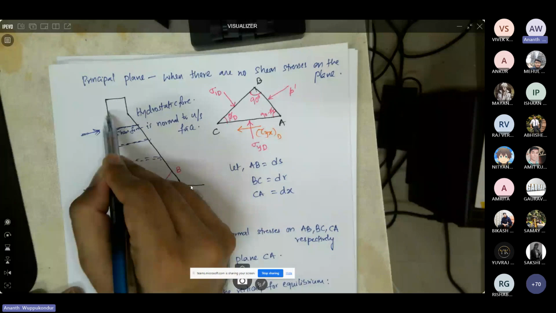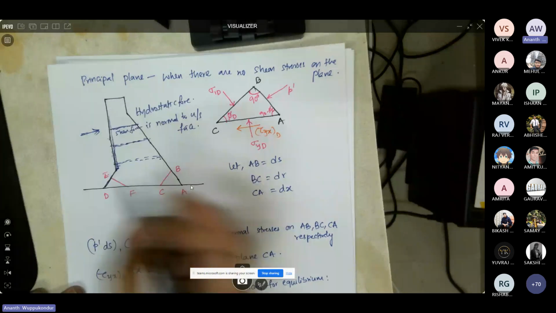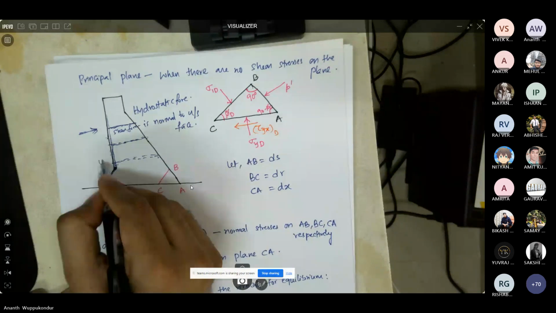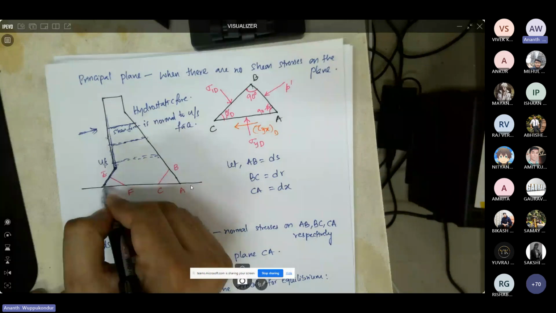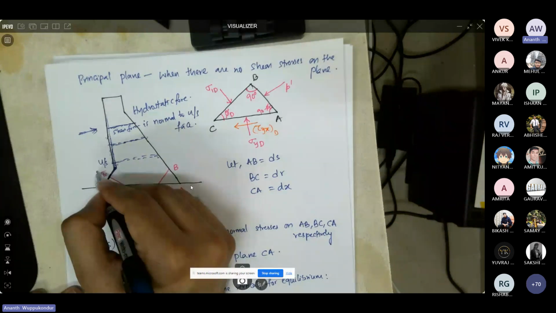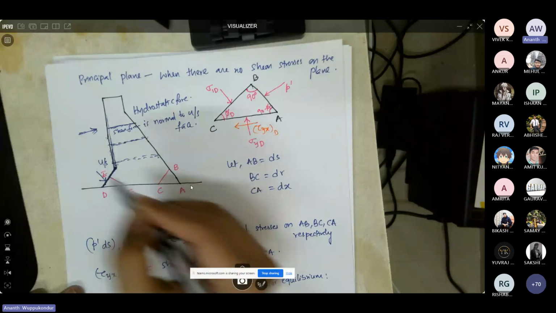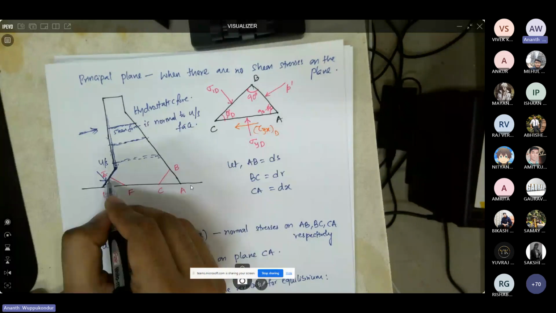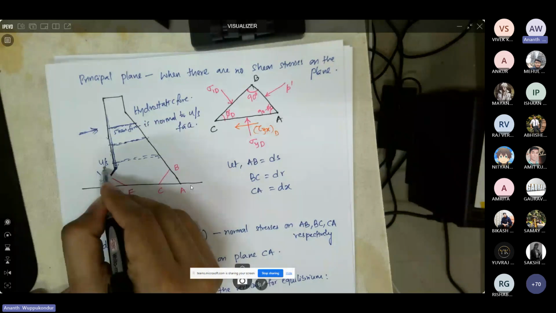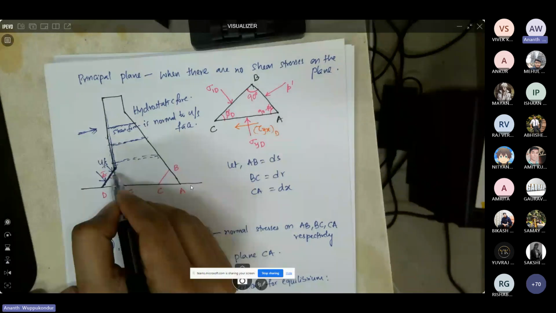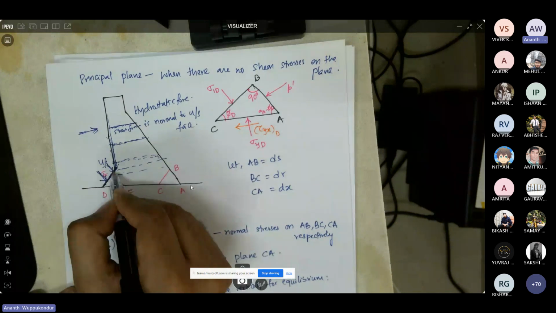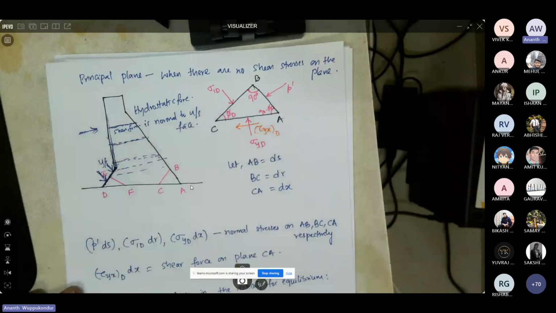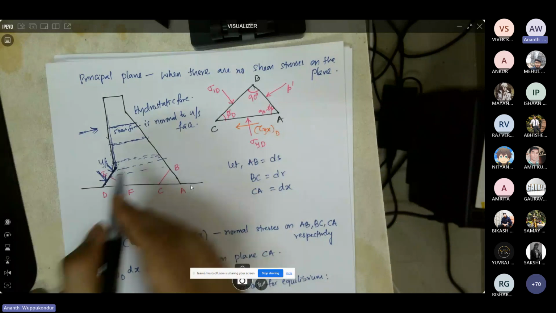Whereas here, let us say you are providing the upstream face at an angle to provide additional forces to the dam. Then on this upstream face, the hydrostatic force is going to act normal, but there is no shear force if you consider here in this direction, normal to the hydrostatic force. So your shear is going to be like this, but the shear is not in the direction of the hydrostatic force. So this plane can be considered a principal plane.